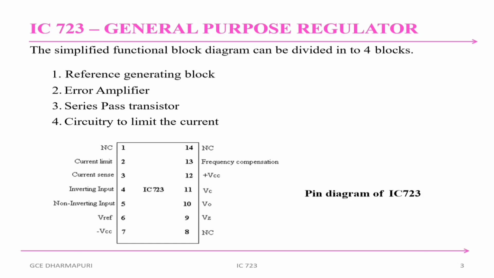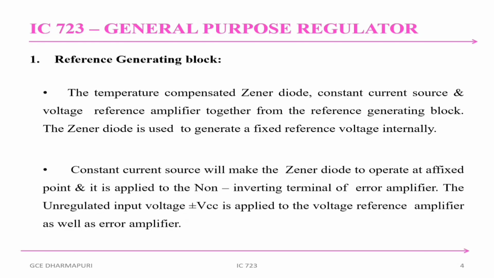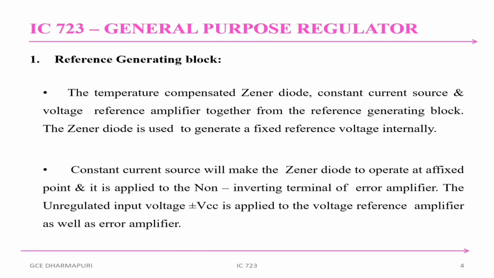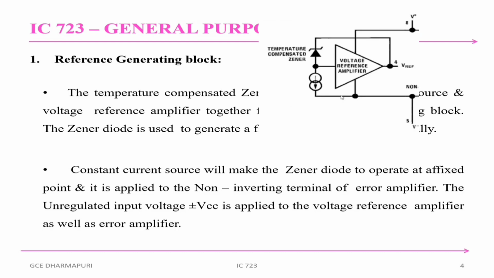So first let us discuss the reference generating block. Here you can see it consists of the temperature compensated Zener diode, constant current source, and voltage reference amplifier together, which will form the reference generating block. The Zener diode is used to generate a fixed reference voltage internally. The constant current source will make the Zener diode operate at a fixed point, and it is applied to the non-inverting terminal of an amplifier.